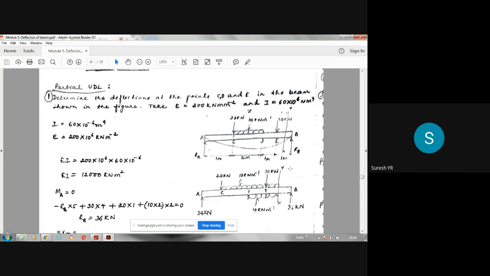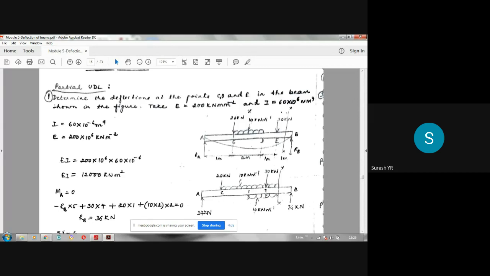Yes. Now first and foremost thing is finding reactions. So find the reactions RA and RB. So RA and RB they are the reactions. This is a simply supported beam. It has 2 reactions, one at A, another at B. So using the equilibrium equations as usual, total vertical upward force is equal to downward force. RA plus RB is equal to 20 plus 30 plus 10 into 2. So it becomes 70. Okay, 20 plus 30, 50. 50 plus 20 is 70. So that is one equation.